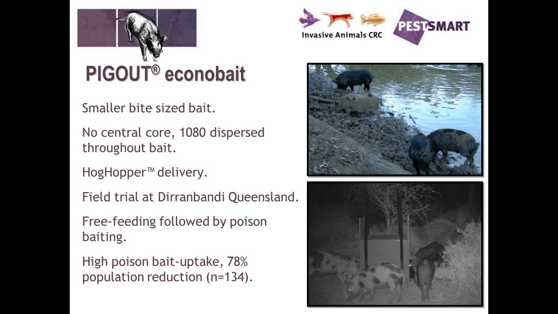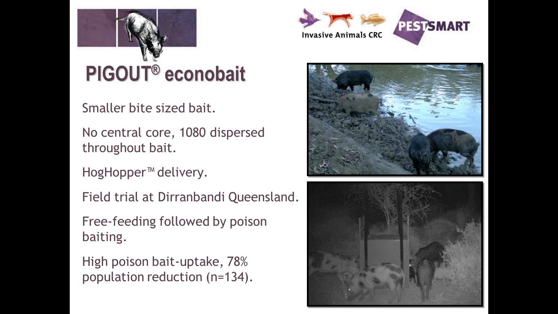The PIGOUT Econobait, the idea of this came about once the HogHopper had been developed. Previously we had to have a large PIGOUT bait with the core for target specificity reasons, but now we have a HogHopper to prevent non-target animals from accessing the bait, which would reduce its size. The larger size was a key to the target specificity of the larger PIGOUT bait. We also could remove the central core so that 1080 is dispersed evenly throughout the bait, which is another process that helps with the expense of the product. And as mentioned, it's purely for delivery in the HogHopper to reduce risk to non-target species.